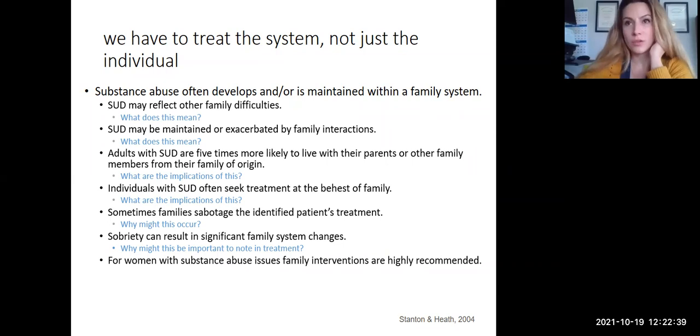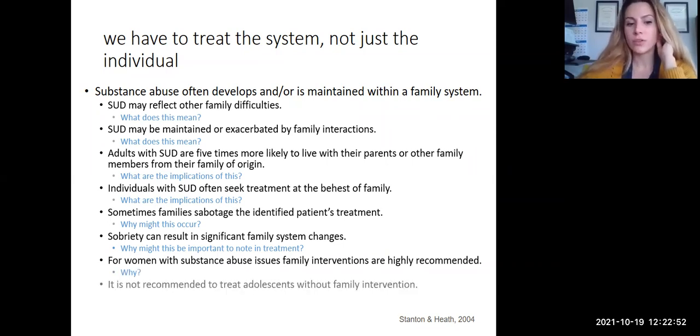And they may not be prepared for how it's going to impact them. So being able to provide some education at those time points can be really helpful. The other thing to keep in mind is that women and adolescents with substance use issues really do need to have some level of family intervention connected to that.